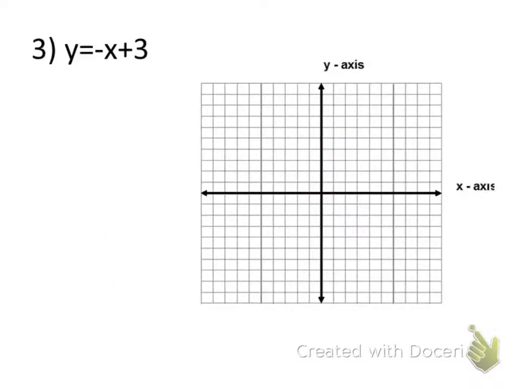All right, here's number 3. So on number 3, we have y equals negative x plus 3. Negative x is like multiplying by a what? So it's like negative 1 times x. So all of my x values, I'm going to multiply by a negative 1. Then I'm going to add 3 to it.